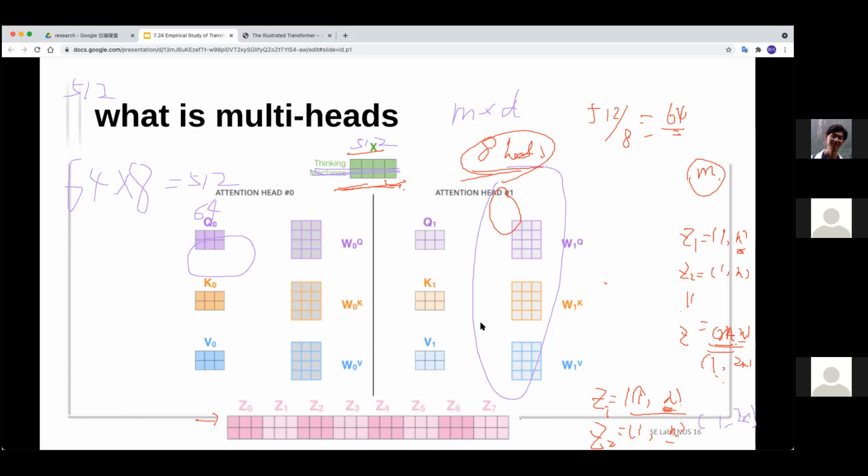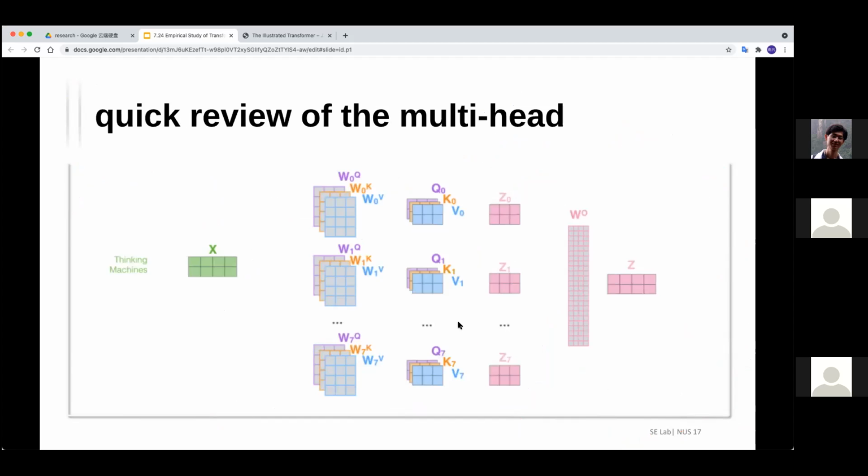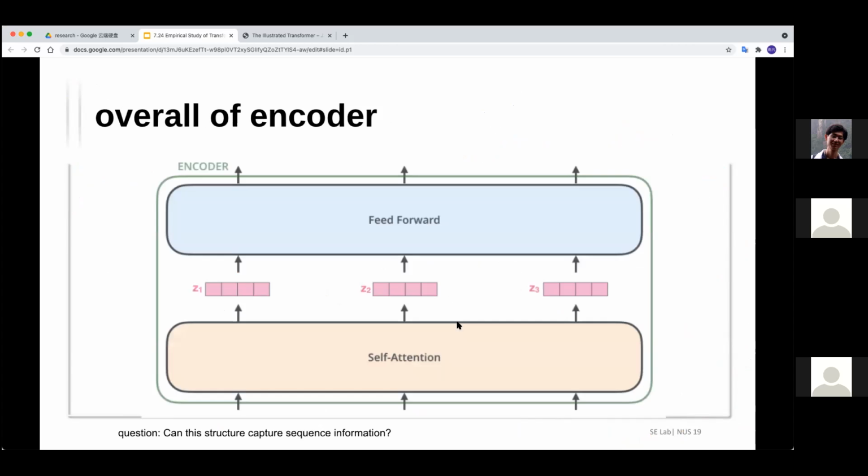So this technique is actually important, especially if we want to make a breakthrough for a new approach. Okay. So I think it's very clear now, right? Now let's keep going on. Okay. So now we have an overview of the encoder. I think we all know the feed forward, so I just skip it. Now using the self-attention, we get the new embeddings Z1, Z2, up to Zn. And here is my question: can this structure capture sequence information?